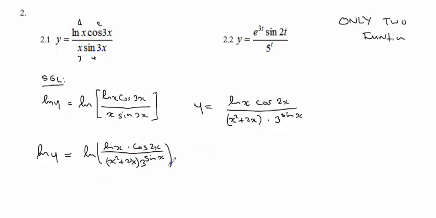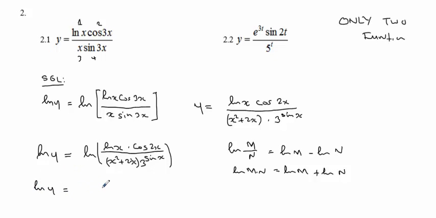In this case, what we do is first of all apply the property: ln of m over n is equal to ln of m minus ln of n. And we also need ln of m times n, which is equal to ln of m plus ln of n. So applying that, we're going to have here ln y equals ln of ln x times cosine 2x.